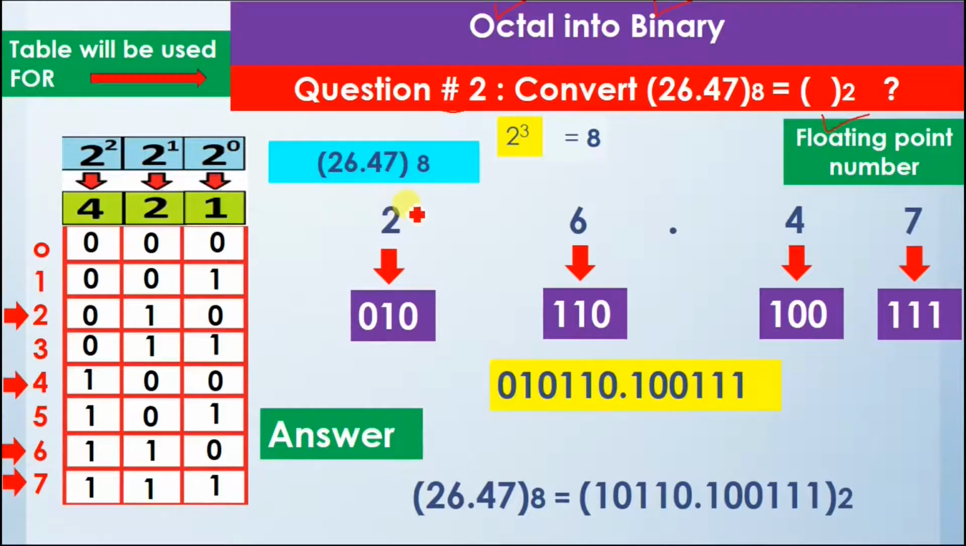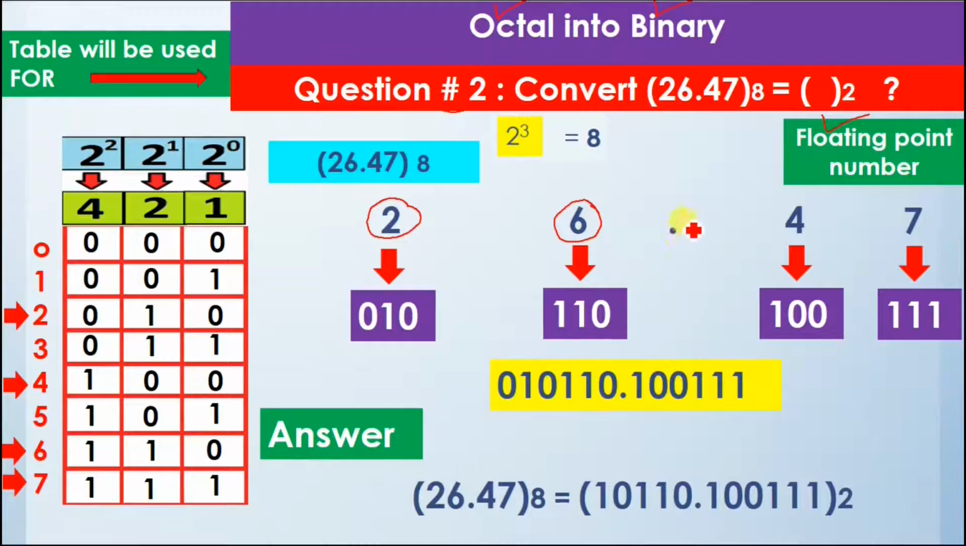So first of all, we have the number 2, and we will go to the table. Here is 2. So 2 is equal to 010 in binary. So we write 2 as 010. Next, we will look at the digit 6, and we will go to the table. Here is 6. So 6 is equal to 110 in binary. So we write 6 as 110.